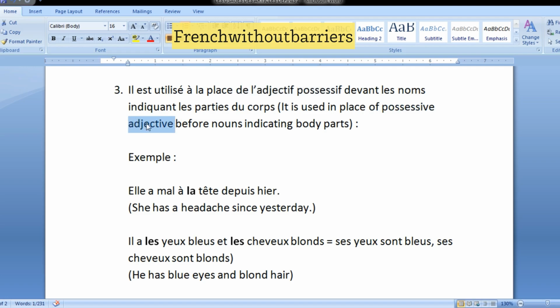What are your possessive adjectives? Mon, ma, mes, ton, ta, tes, son, sa, ses, and so on. So your definite articles are used in place of possessive adjectives before nouns indicating body parts. Les parties du corps, guys. These are your body parts. Okay, let's see an example to understand better.